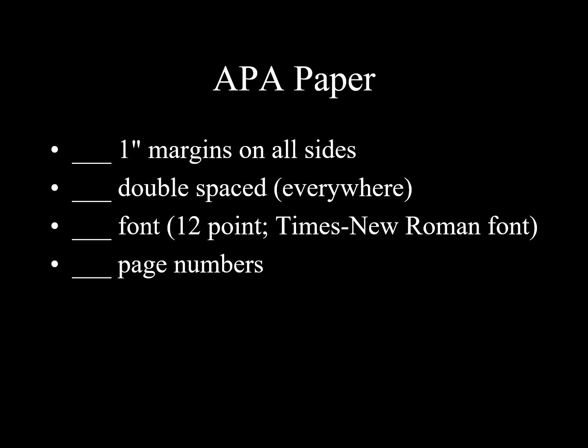So first is just the core concept of an APA paper. 1-inch margins on all sides. Everything is double spaced with no additional spaces. The font is always 12 point Times New Roman throughout the entire paper. And every page should have a page number.